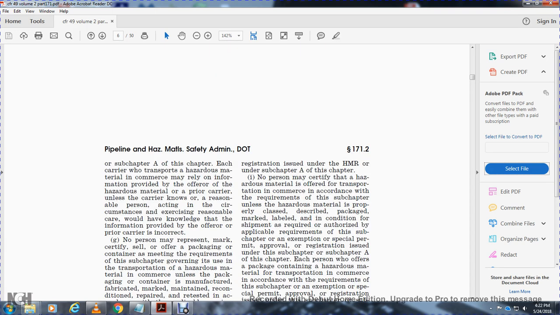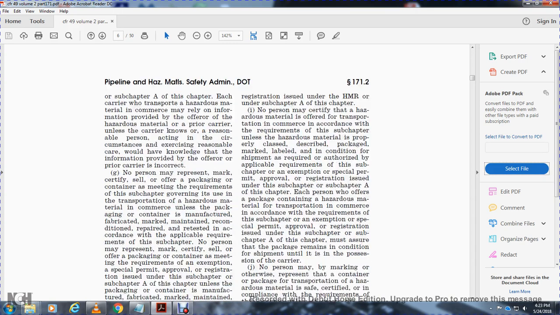this subchapter or subchapter A. Each carrier who transports a hazardous material in commerce may rely on information provided by the offeror of the hazardous material, unless the carrier knows, or a reasonable person acting in the circumstances and exercising reasonable care would have knowledge, that the information provided by the offeror is incorrect.